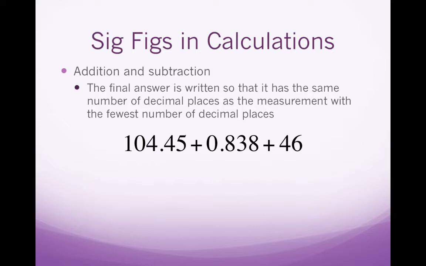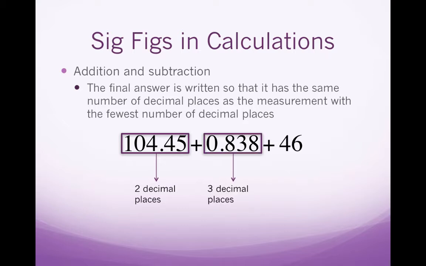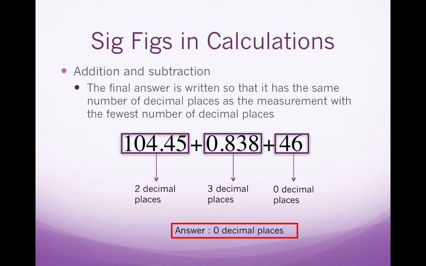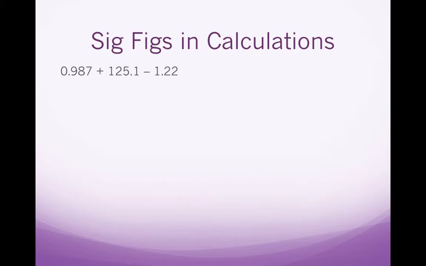Okay, let's talk about addition and subtraction. The final answer is written so that it has the same number of decimal places as the measurement with the fewest number of decimal places. So 104.45 has 2 decimal places, 0.838 has 3, and 46 has none. So our answer should have no decimal places. Let's look at this example. 0.978 plus 125.1 minus 1.22. So 0.978 has 3 decimal places, 125.1 has 1, and 1.22 has 2. So our answer should be rounded to have 1 decimal place.